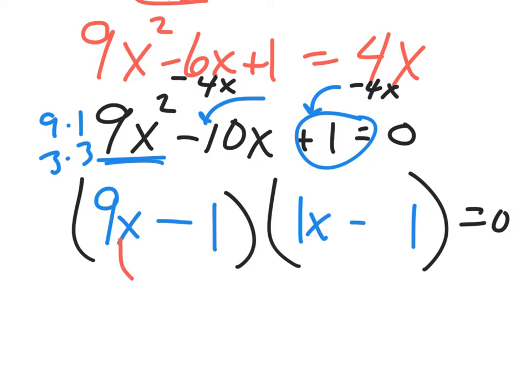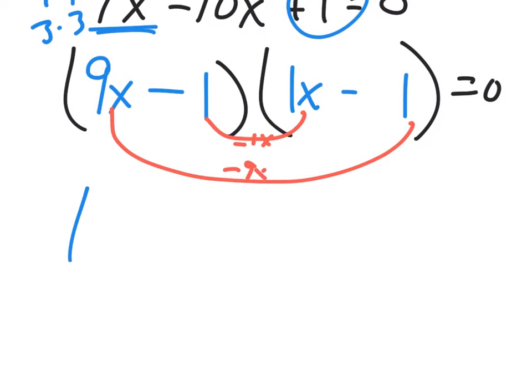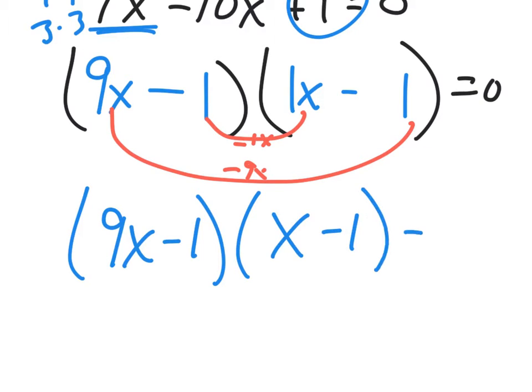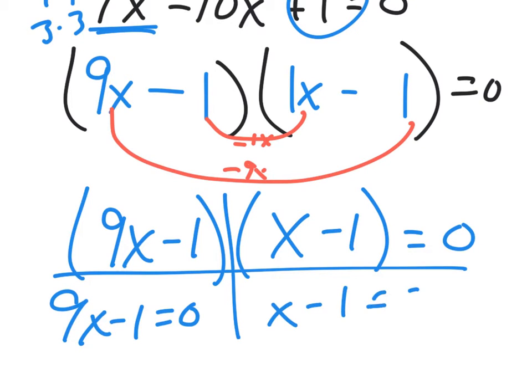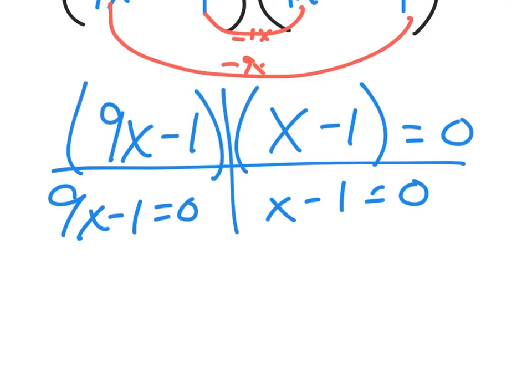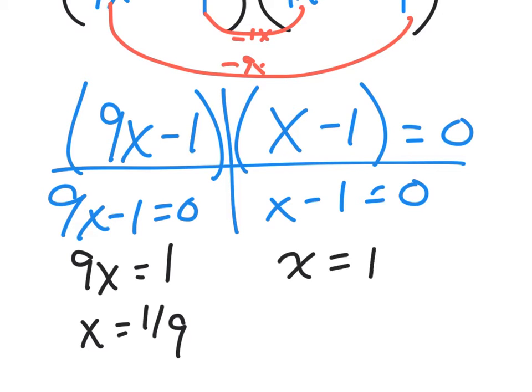Remember to check the outsides and check the insides. So that's going to get me a negative 9x, that's going to get me a negative 1x, and that'll get me a negative 10x. So I know I factored correctly. So now I'm just going to tee up each piece, each of my factors, and we'll write it out. 9x minus 1 equals 0, and x minus 1 equals 0. And of course, just solve. So 9x equals 1, x equals 1/9, and x equals 1.